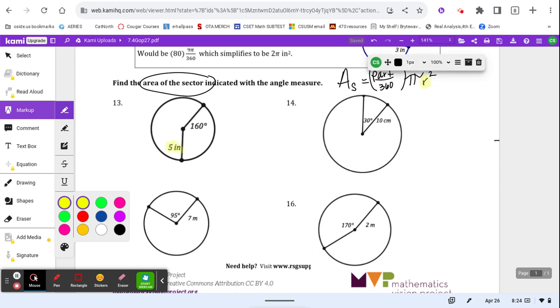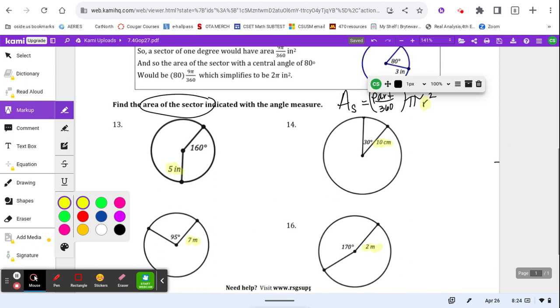So for example, in this first one, the radius is 5. In the second one, the radius is 10, radius is 7, radius is 2. And then for the part of the circle, how much out of the 360, this part that we're going to put in the numerator is the central angle measure. So this is 160 degrees out of 360. This is 30, this is 95, and this is 170. So those are the numbers we're going to be plugging in.